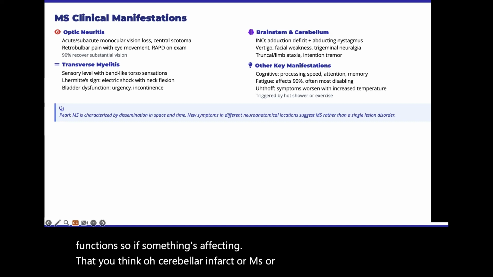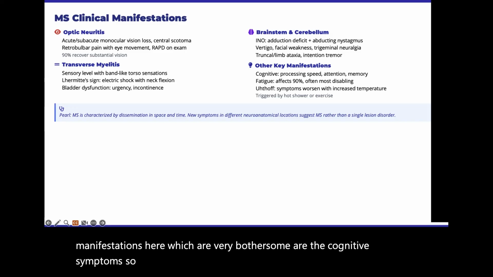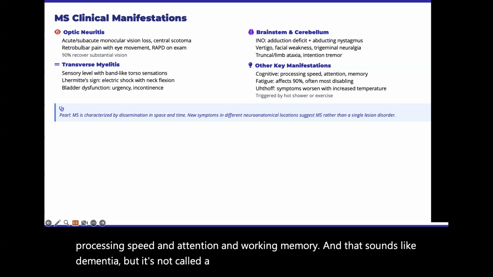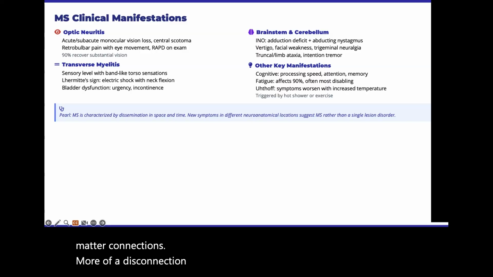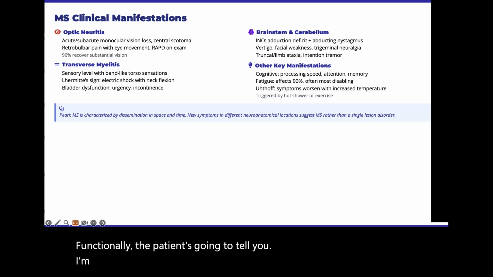Now, some other manifestations here, which are very bothersome, are the cognitive symptoms. MS doesn't usually cause dementia, but it does impair processing speed, attention, and working memory. That sounds like dementia, but it's not called a dementia. This reflects the loss of white matter connections, more of a disconnection syndrome than a cortical dementia. But functionally, the patient's going to tell you, I'm having symptoms of dementia.